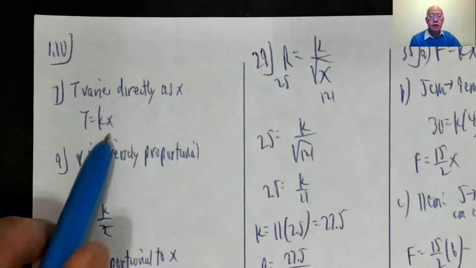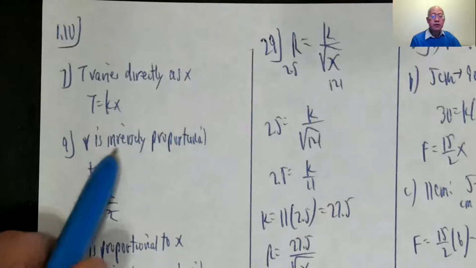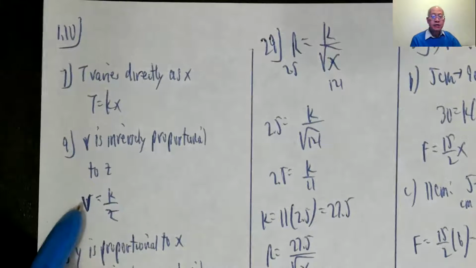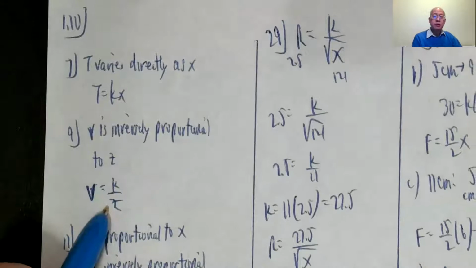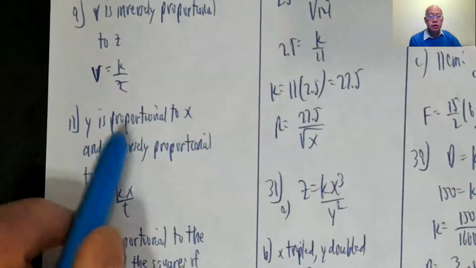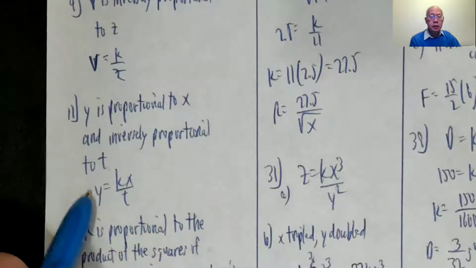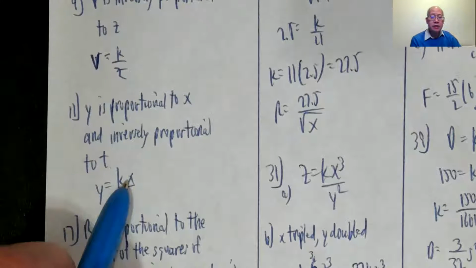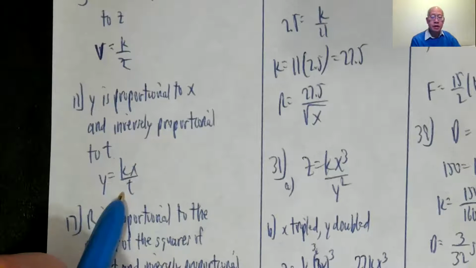Inversely proportional means the second variable goes in the denominator. So v is inversely proportional to z. That's v equals k over z. So when you see inversely proportional, put the next variable in the denominator. Y is proportional to x, that's directly, and inversely proportional to t. So y equals k, proportional x goes on top, but inversely for t means it goes in the bottom. So kx over t.